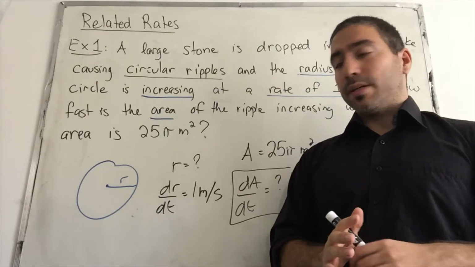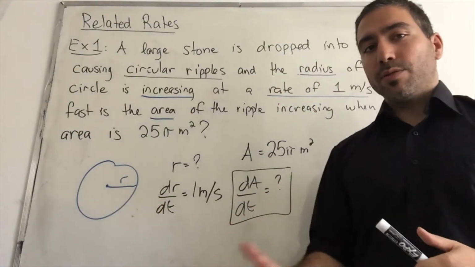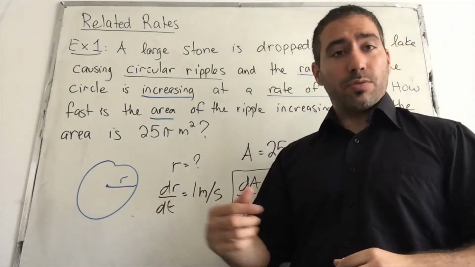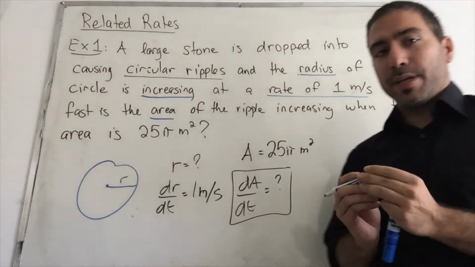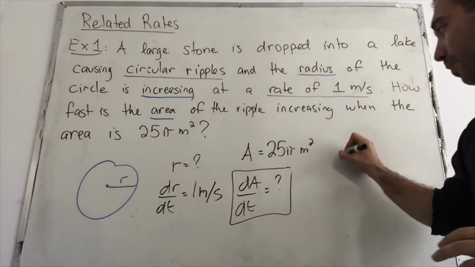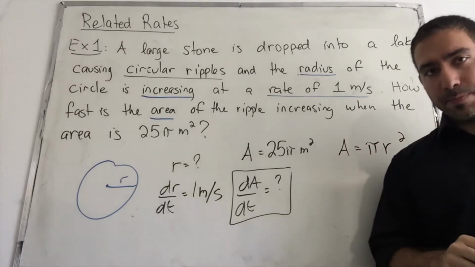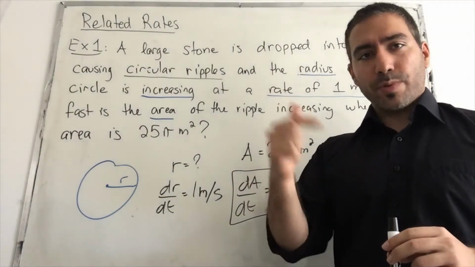Next, what we have to do is we did our sketch. We have our circle with the radius r. Next, we write down our formula. What are we talking about here? Well, we're talking about the area of a circle. So right away, go write down the formula for the area of a circle. Let me do it over here on this side. So we know from our formula sheet that the area of a circle is pi r squared.